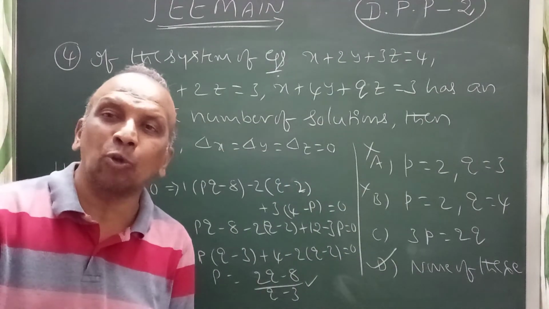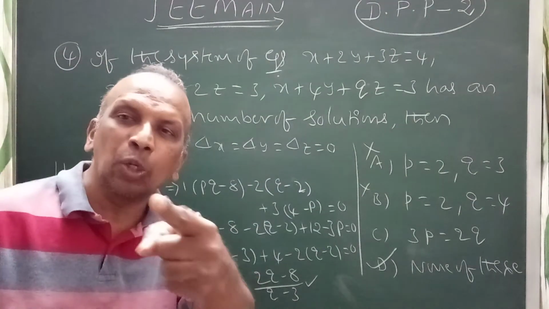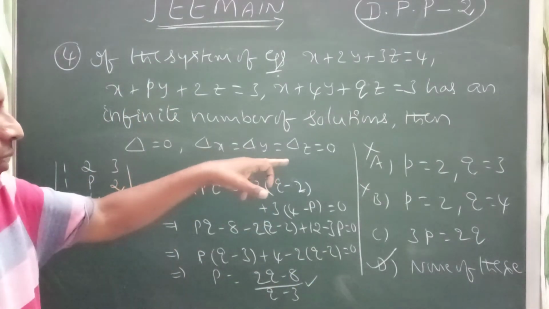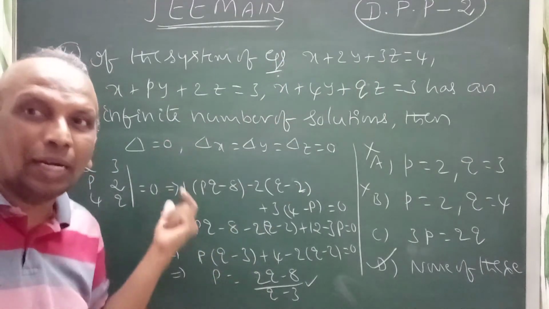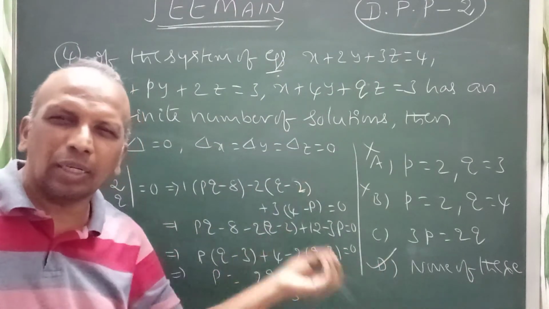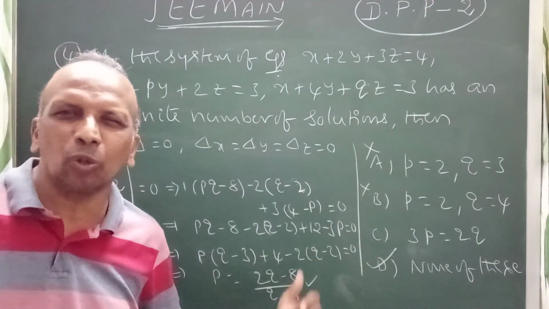Sometimes if it is required to find the p value and q value, we can do one more thing. We take delta x, replace the first column with 4, 3, 3. You will get delta x. From that you can find delta y, delta z. That is how you can try to solve this problem.